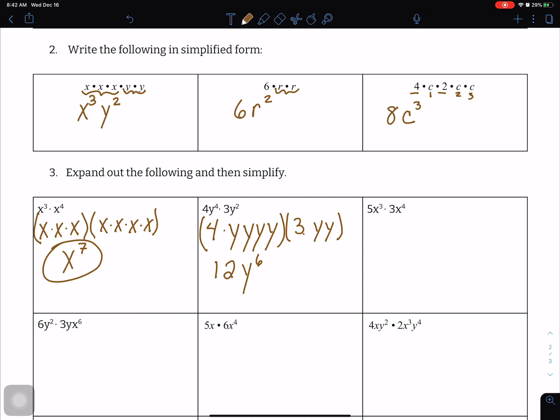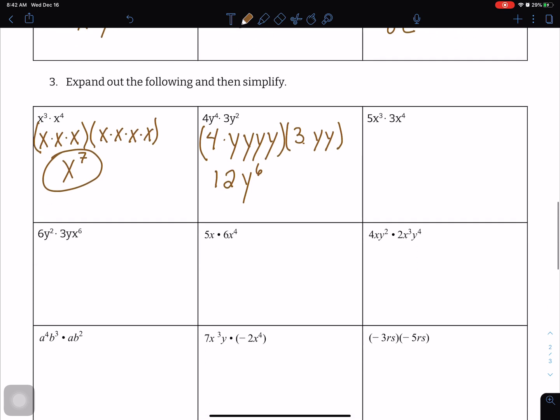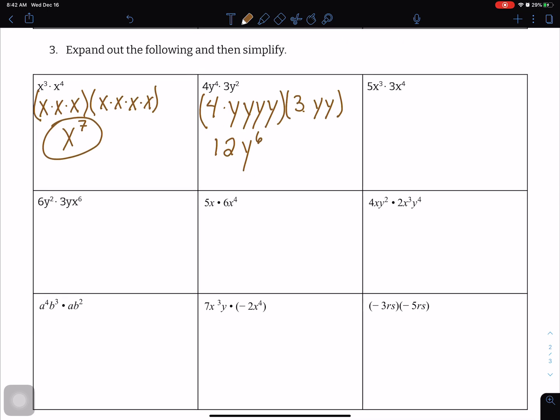So I'm going to have you try a couple of those, and then there will be the answers posted. You're just going to check those. I want to look when we have more than one variable. So coming down here, we have 6y squared. So 6 times y times y. And then I have 3, and I'm just writing out the y once because my exponent, remember, if there's no exponent, it's just a 1. And then x gets written out 6 times.